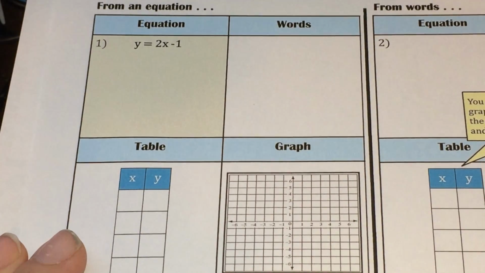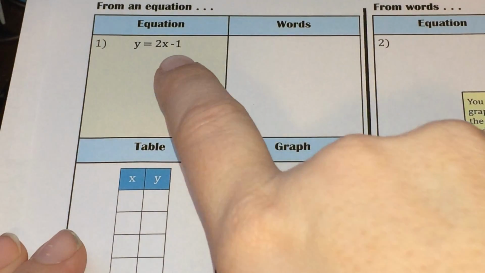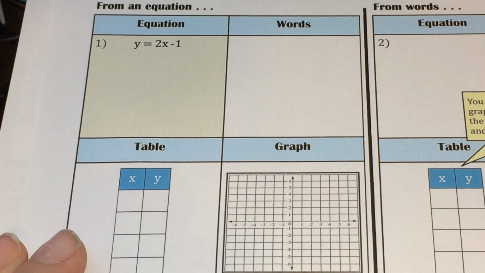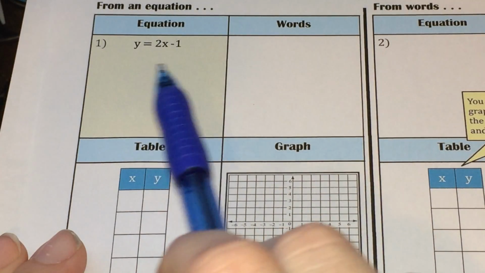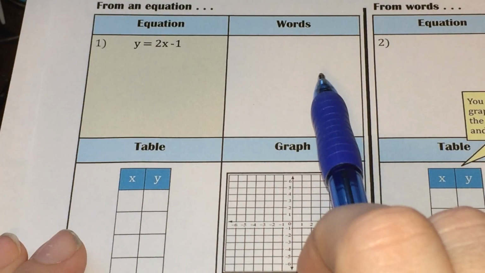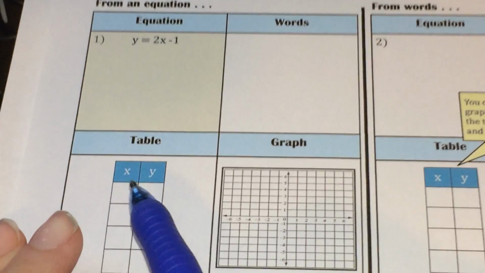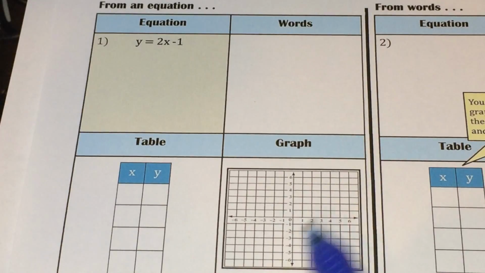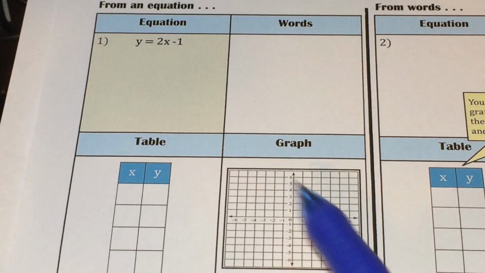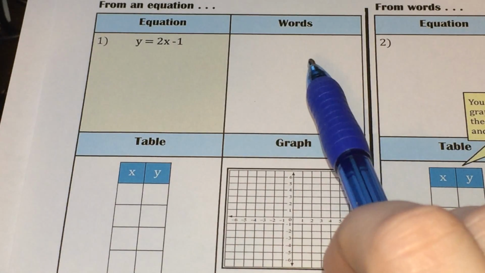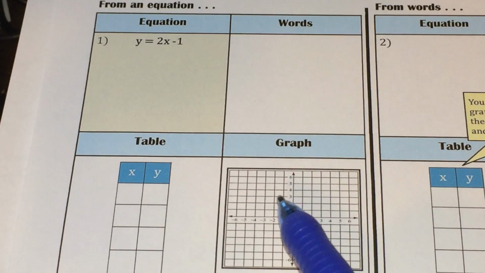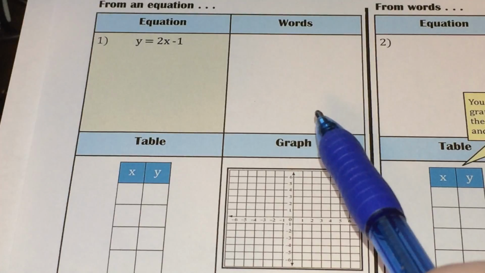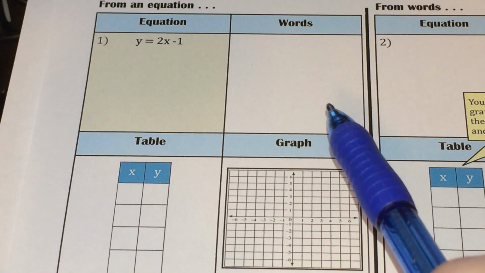If you're given an equation, for example, y equals 2x minus 1, you can use that equation to write this same function as words, as a table, or as a graph. So we're going to represent this function with words, as a table, and as a graph. Let's go ahead and start with words. I think that one's the easiest.